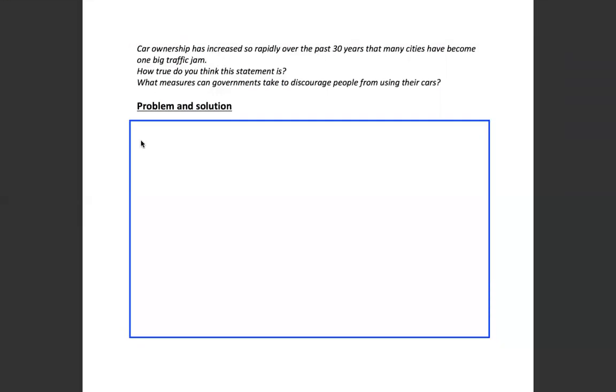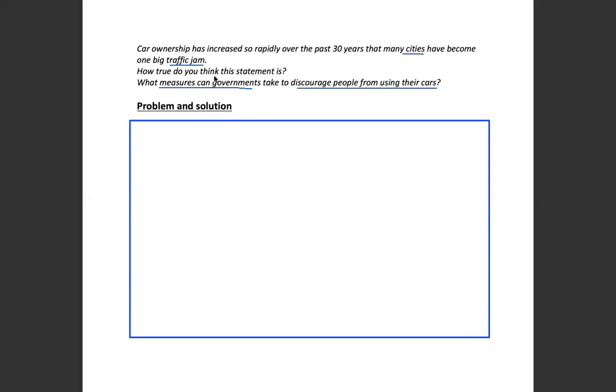What's the problem? The problem is traffic jams in cities. Okay. Now we need to say what the solution to this is. What is the solution to traffic jams in cities? And specifically, they ask you to discuss the measures that governments can take to discourage people from using their cars.